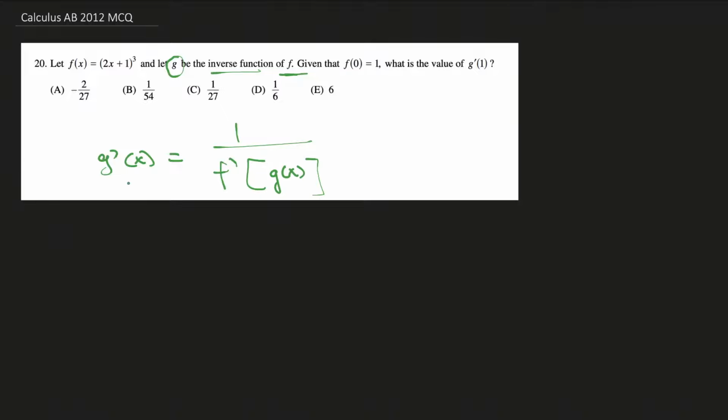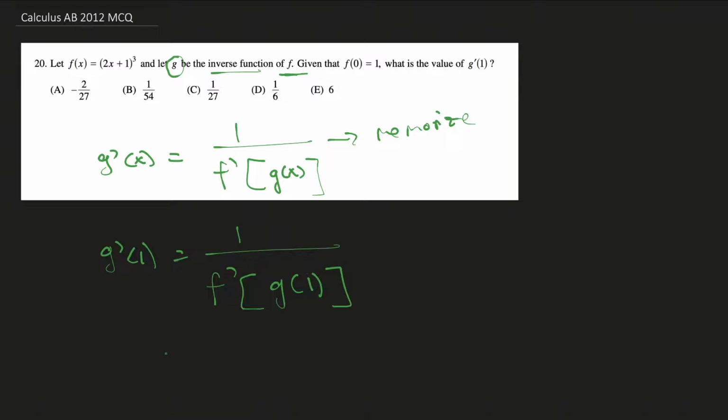This is the entire thing. If you take the derivative of the inverse of a function, that's equal to 1 over f prime of g of x. I think you should memorize this. It comes in handy. So if I'm plugging in g prime of 1, that would be equal to 1 over f prime of g of 1.